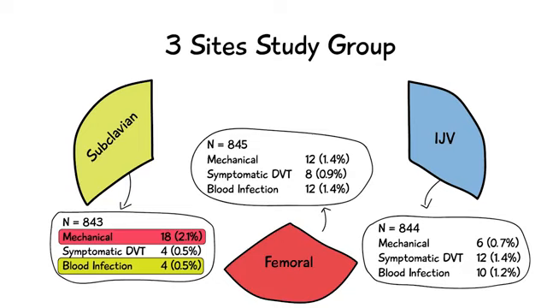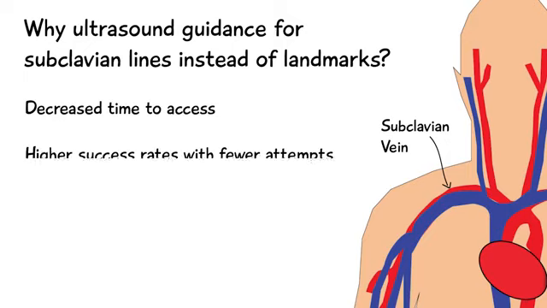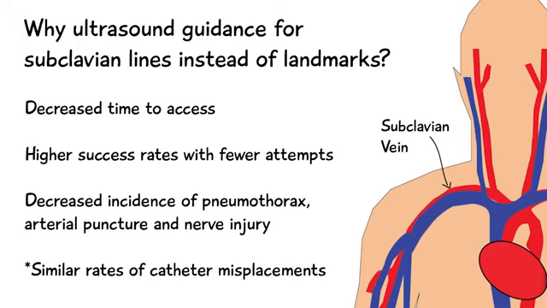However, there was an overall increase in mechanical complications, including cannulation of the subclavian artery, pneumothorax, and chylothorax in this group. Notably, the use of ultrasound guidance was optional in this cohort. Several mostly observational studies have suggested that the use of ultrasound guidance for placement of subclavian lines is associated with decreased time to vessel access, higher success rates with fewer attempts, and decreased incidence of pneumothorax, arterial puncture, and nerve injury. There are also similar rates of catheter misplacements.